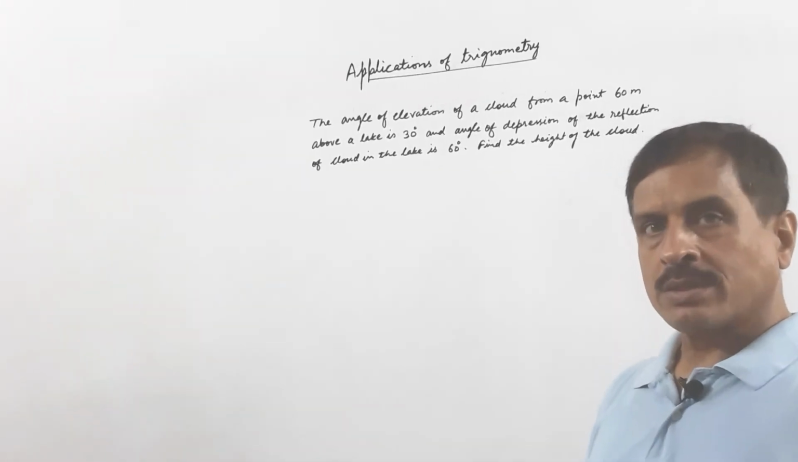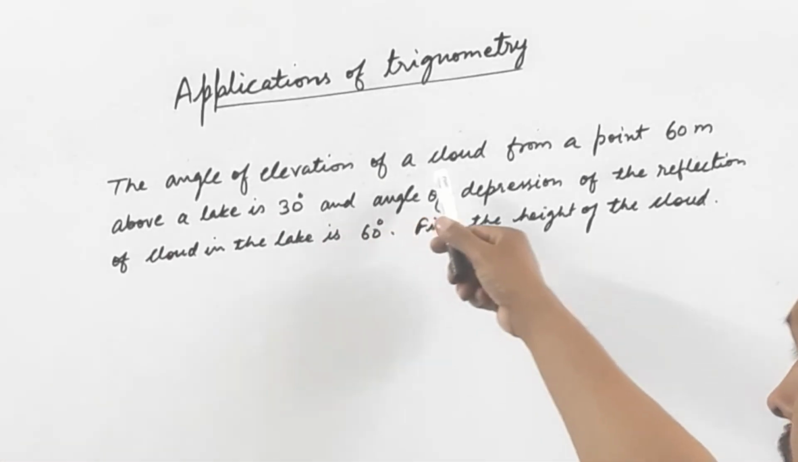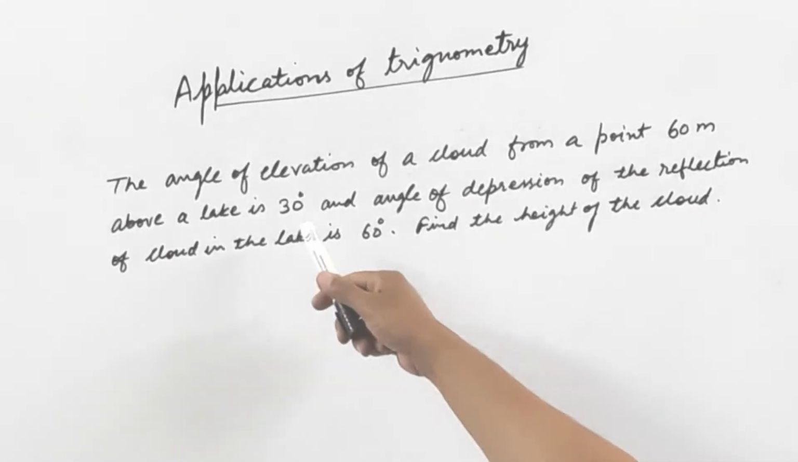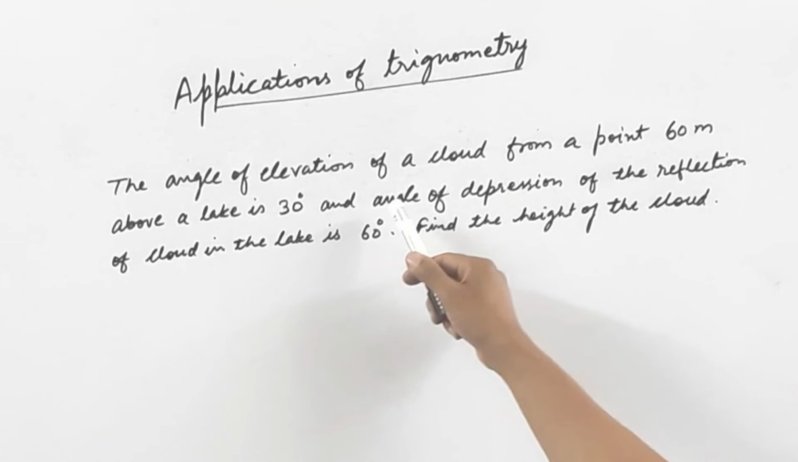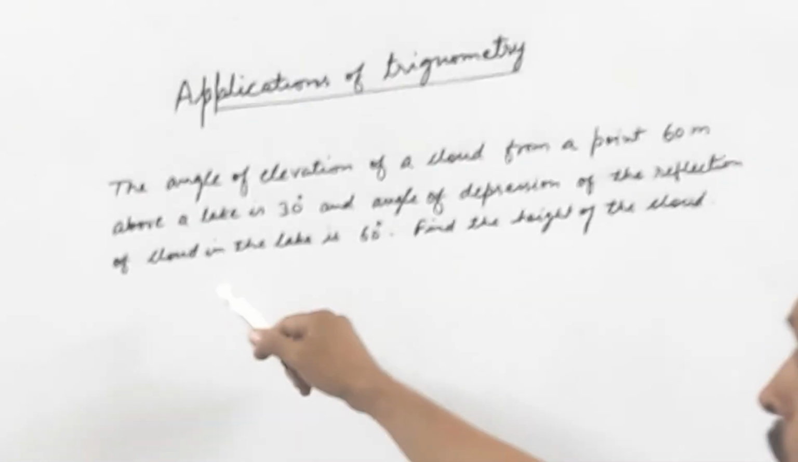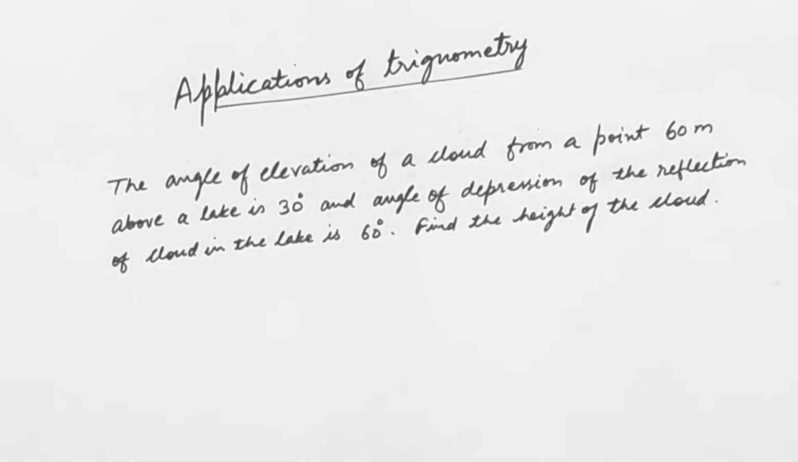Now in the next question, the angle of elevation of a cloud from a point 60 meter above a lake is 30 degree and angle of depression of the reflection of cloud in the lake is 60 degree. Find the height of the cloud.